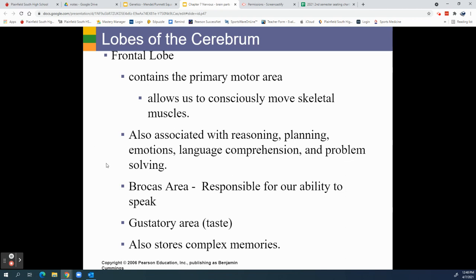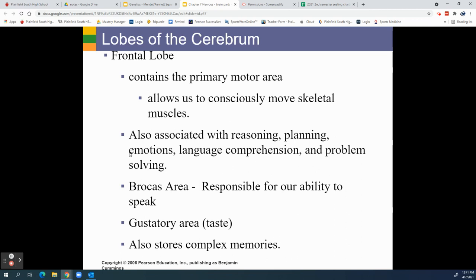If we have a stroke that affects that part of the brain, you can see why that would affect so many different areas. There are a couple of specialized areas in the cerebrum that are responsible for specific things. There's what's called Broca's area. This is specifically responsible for speech. If we have damage to Broca's area, people can lose their ability to comprehend and plan speech. The gustatory area is responsible for taste. And then there's the area of the brain that stores complex memories. That's why with things like Alzheimer's, people lose those memories.